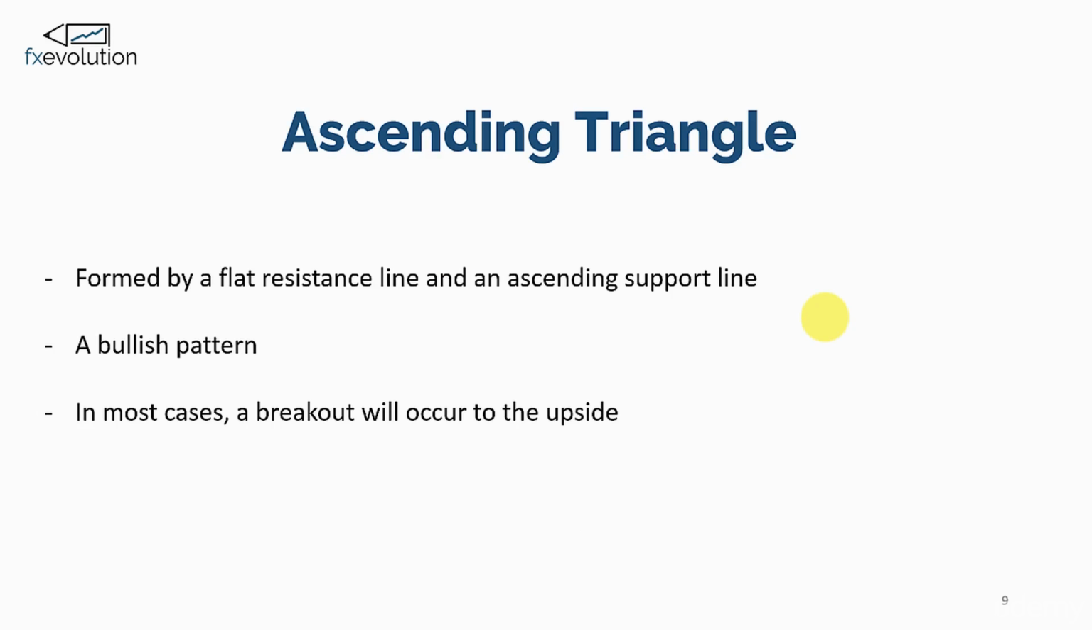Let's now take a look at an ascending triangle. An ascending triangle is formed by a flat resistance line and an ascending support line. It's a bullish pattern, and in most cases, a breakout will occur to the upside. So that's what we're looking for.